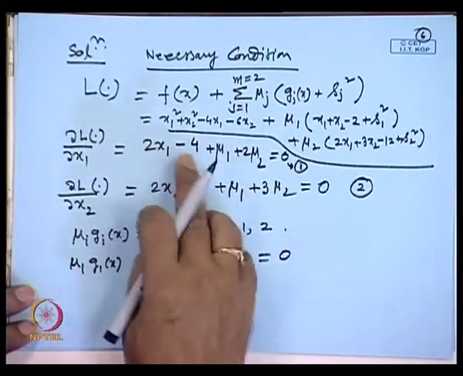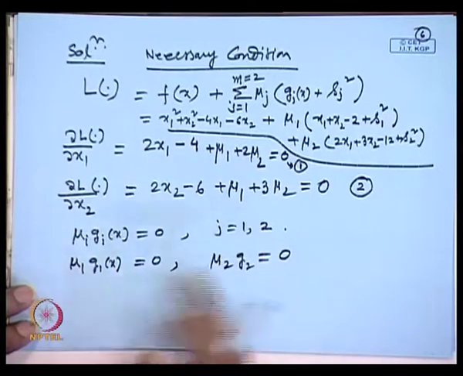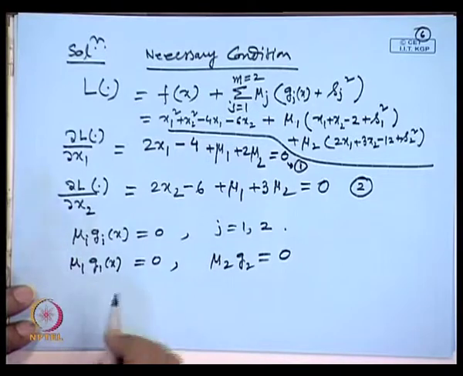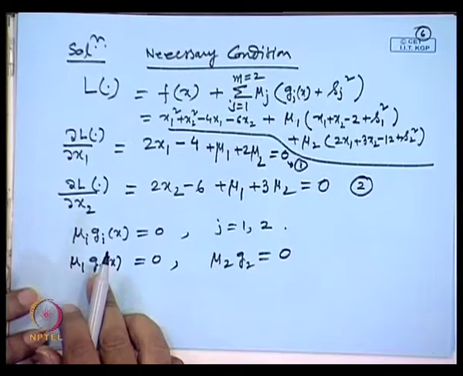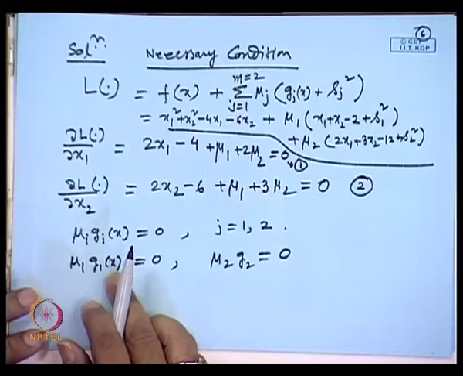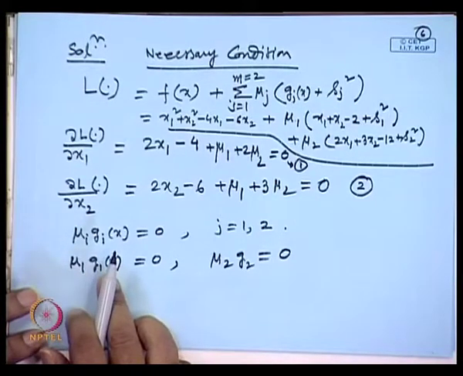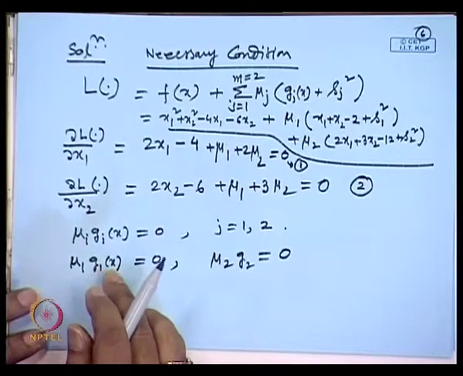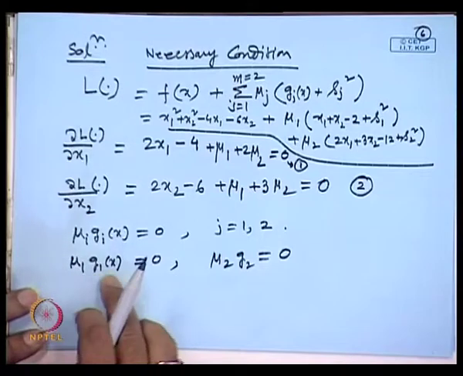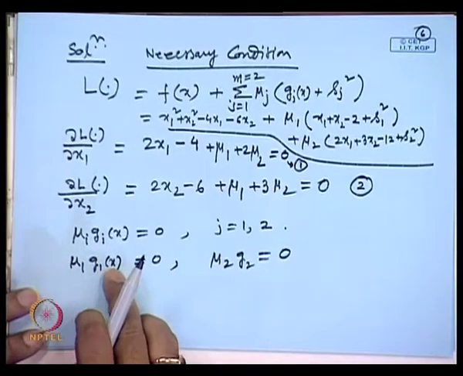So you have to solve these two equations. How many unknowns are there? x1, x2, mu1, mu2, so we have 4 unknowns and 2 equations, and we have to see how to solve it. Look at this one: there are 2 possibilities to satisfy this condition. One is mu1 is 0 and g1 is not equal to 0. Another choice is g1 is 0, but mu1 is not equal to 0. When mu1 is 0 and g1 is not 0, it is an inactive condition. When g1 is 0 but mu1 is not 0, the condition is satisfied and it is called an active condition.